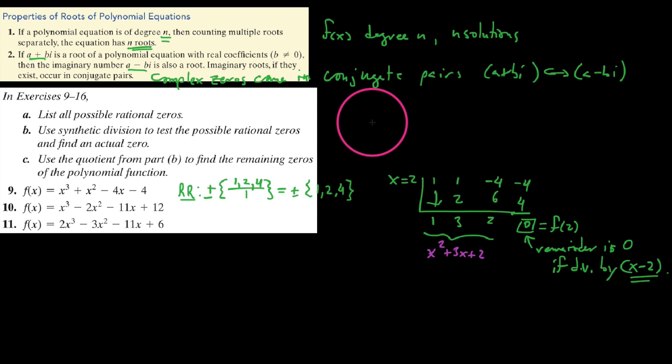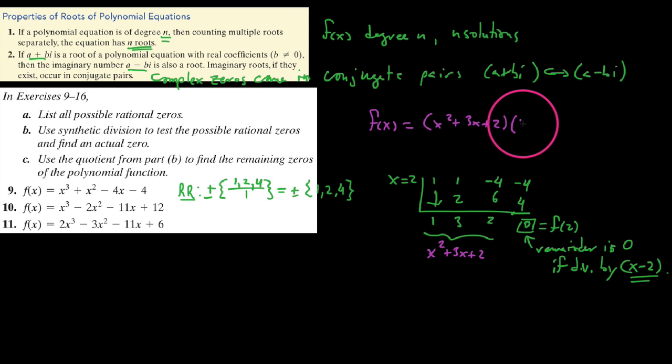What I want you to understand is that the original polynomial can be written as the quotient I got, x squared plus 3x plus 2, times the factor I divided out, x minus 2. This has to be the same thing as what I started with, because when you take what you get from dividing times the thing you were dividing by, you get back to what you started with. So part C, here's the trick today: we're going to keep dividing and dividing until we find something that goes in evenly.